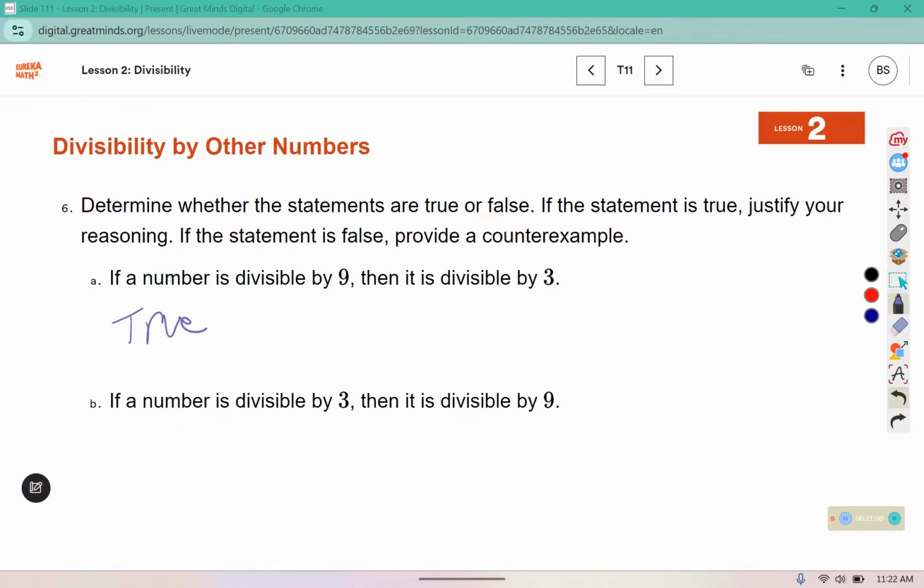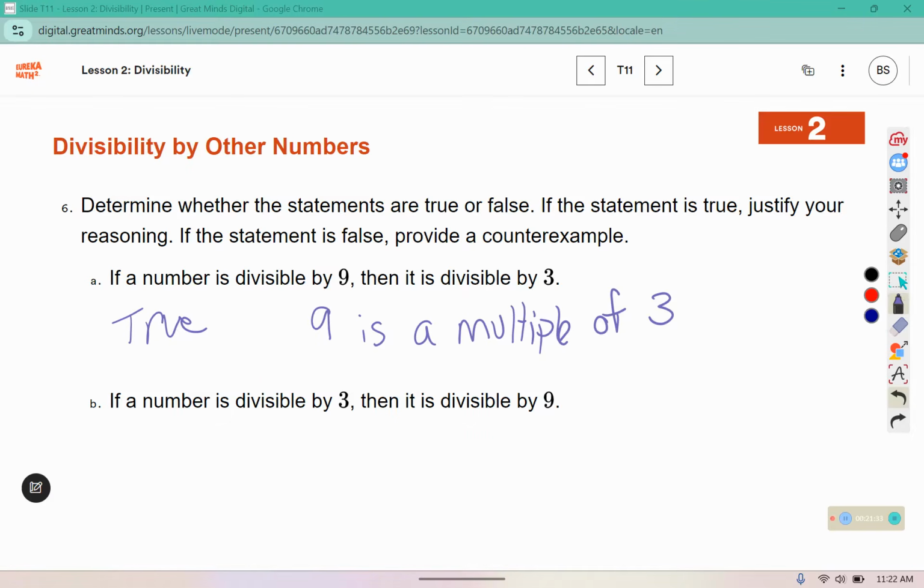If it's divisible by 9, it is a multiple of 9. And 9 is a multiple of 3. So if 9 is a multiple of 3, then that just means it's going to take multiple 3's to make up that number.